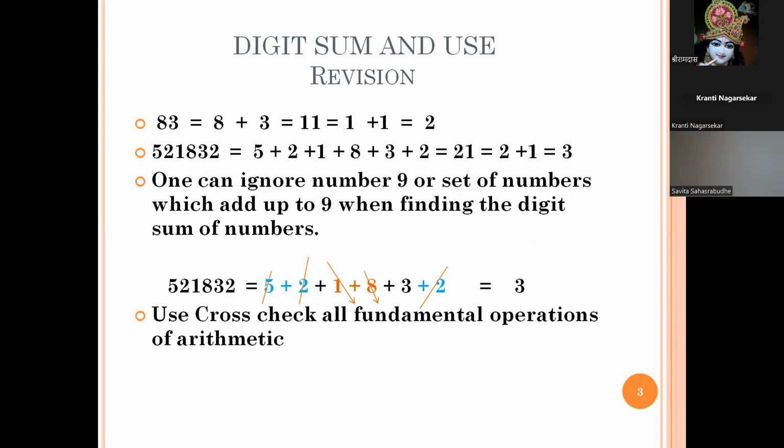Digit sum is a summation of all the digits so that ultimately you get a single digit. Another rule we learned is that you can ignore the number 9, or a set of numbers which add up to 9, when finding the digit sum. We use the digit sum technique to cross-check all fundamental operations of arithmetic: addition, subtraction, division and multiplication.